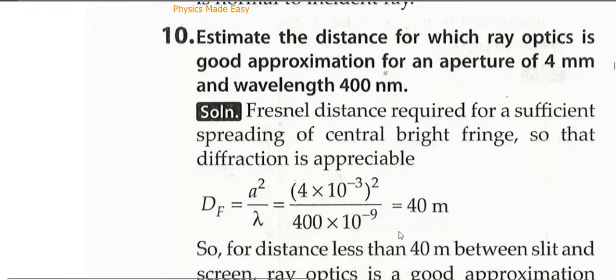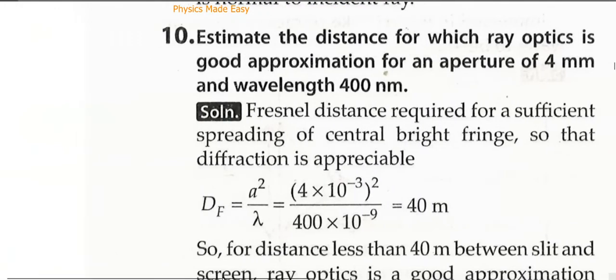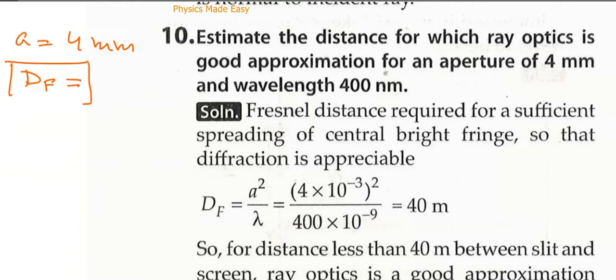Now, 10th NCERT. Estimate the distance for which ray optics is a good approximation for aperture of 4 mm. Wavelength is given. It means Fresnel distance. Aperture is given. Aperture means that a is given. And this is the Fresnel distance which we require. Ray optics is valid up to Fresnel distance. Remember this hint, or you can say the basic point in this case is ray optics is valid up to Fresnel distance.